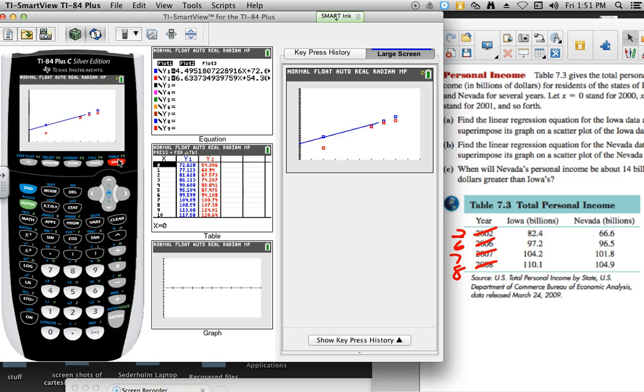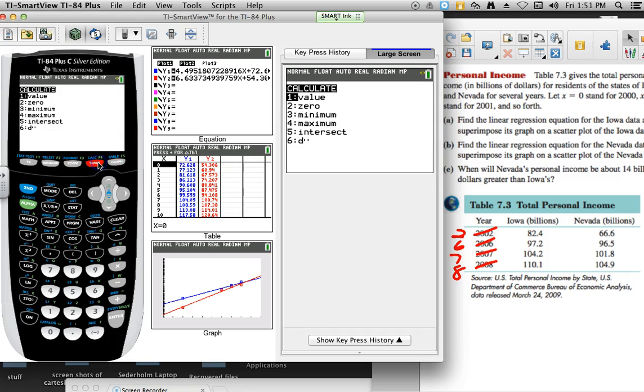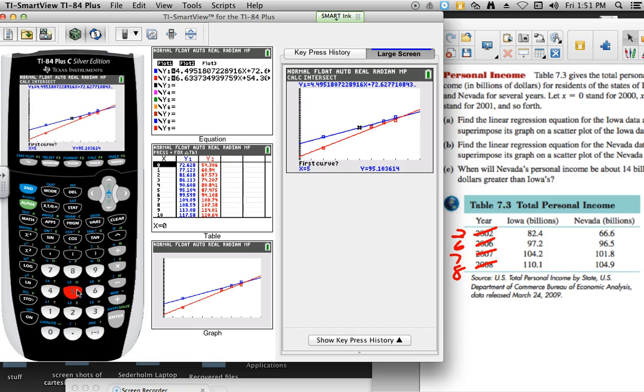So this has the scatter plot, and because we have y sub 1 and y sub 2 already stored in there, we are also going to see those lines for the linear regression. And there they are. And even better yet, now this is ready for part C, which is when are they going to be equal. So second trace, number 5, and enter 3 times. And there it is, 8.567.